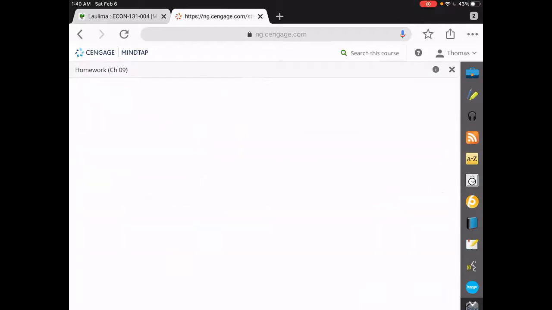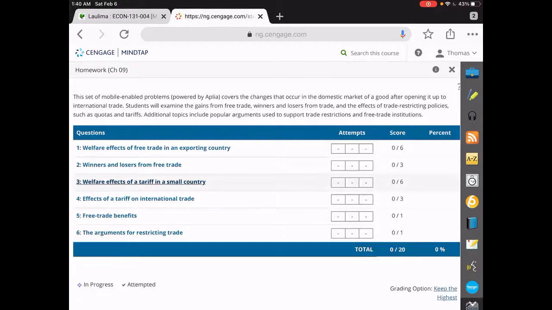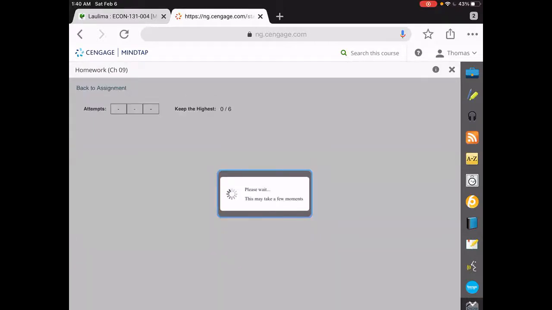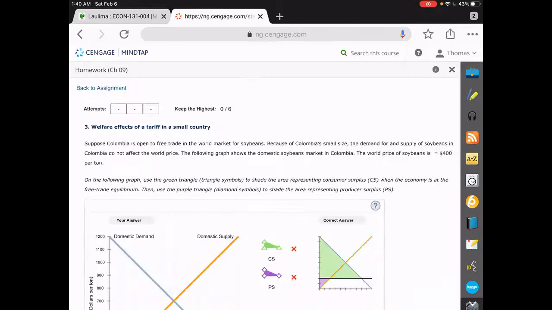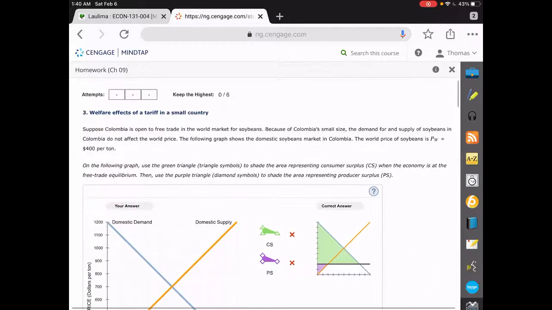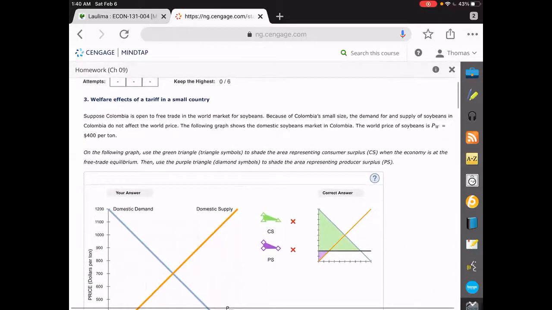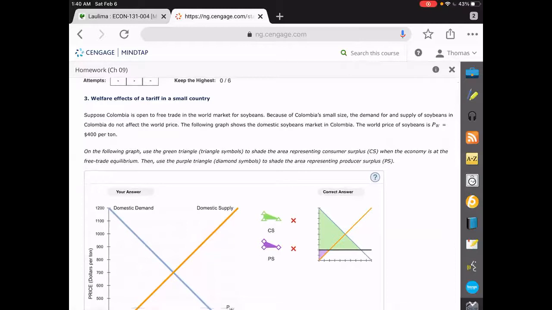Let's go to number 3. Okay, so now we've got a country, Colombia, that's open to free trade for soybeans. Colombia is small, can't affect the world price. Okay, so let's start to go with that.